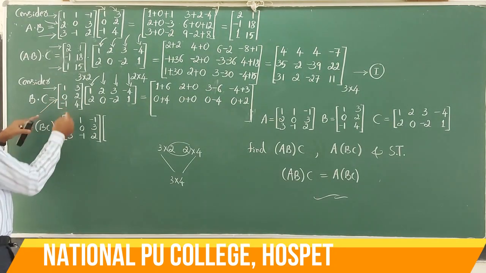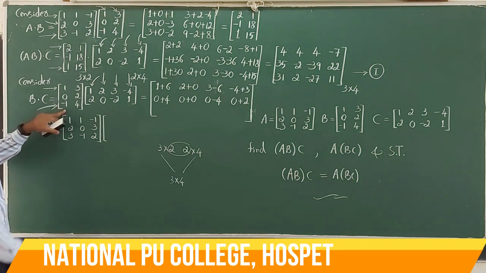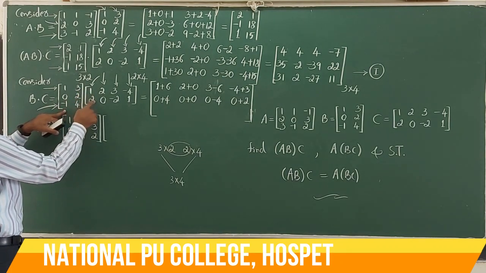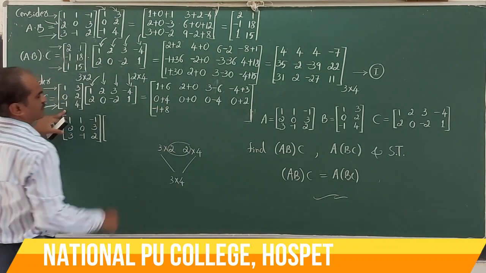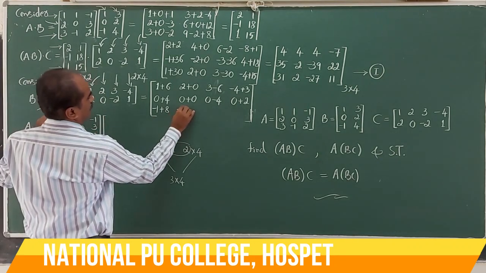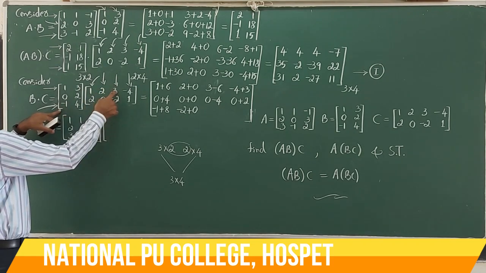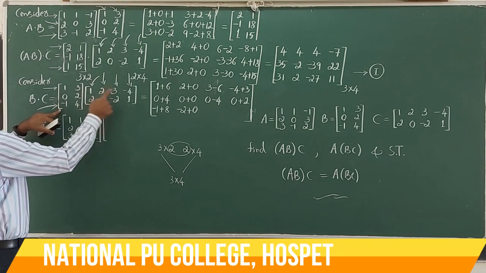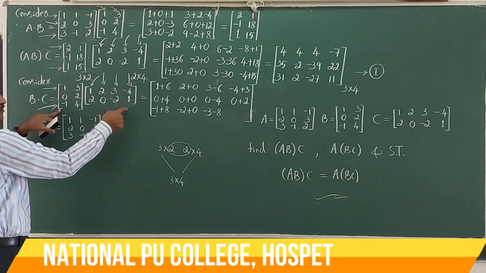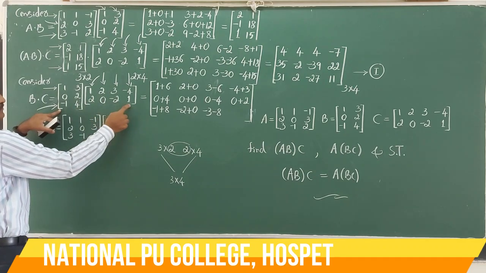Now take third row elements. I am taking third row elements now: minus 1, 4. Repeat with these 4 columns again. Third row, first column: minus 1 into 1 plus 4 into 2. Minus 1 plus 8. Third row, second column: minus 1 into 2 plus 4 into 0. It is minus 2 plus 0. Third row, third column: minus 1 into 3 plus 4 into minus 2. It is minus 3, minus 8. Third row, fourth column: minus 1 into minus 4 plus 4 into 1. It is plus 4, plus 4.